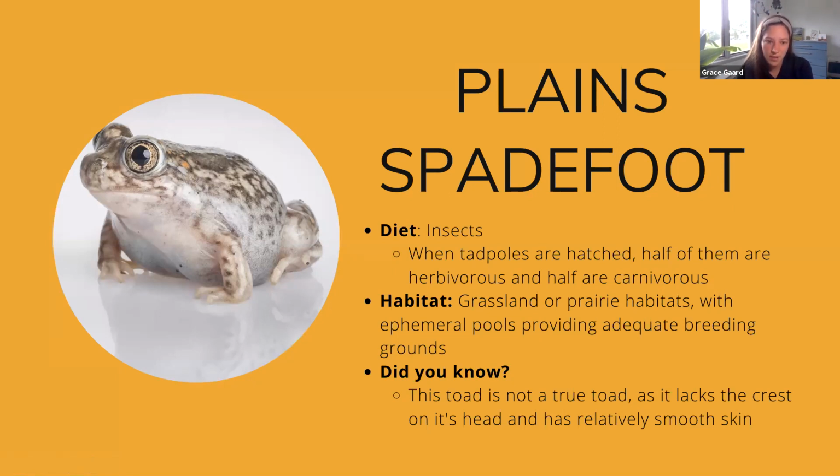And I thought this was fascinating. When their tadpoles are hatched, half of them are herbivorous, which means they eat plants, and half of them are carnivorous, eating meat. And the reason for this is to ensure better survival.